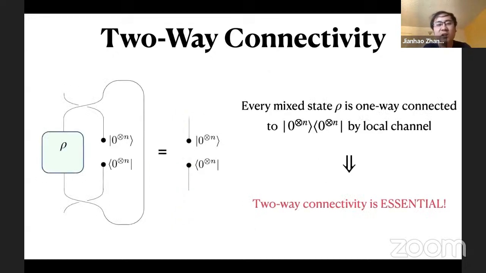So to define a phase of matter in an open quantum system, two-way connectivity is essential, in the sense that if we say two density matrices rho 1 and rho 2 are in the same phase, we should find two different quantum channels: one that deforms rho 1 to rho 2, and another that deforms rho 2 back to rho 1. That's the sufficient and necessary condition for defining an equivalence relation in open quantum systems between different mixed states.